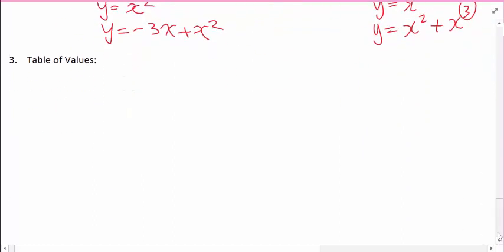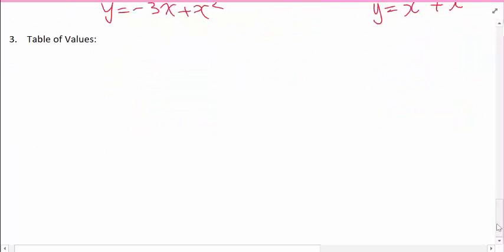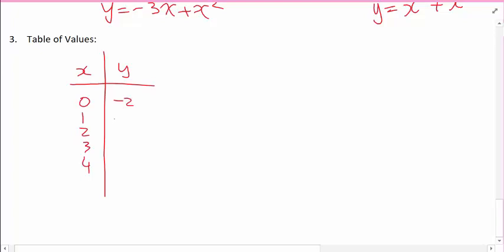Let's take a look at the table of values. If from a table of values, how can you tell if something is quadratic or not? So let me give you a table of values. So x, y, put 0, 1, 2, 3, 4, and y: -2, -1, 2, 7, 14.